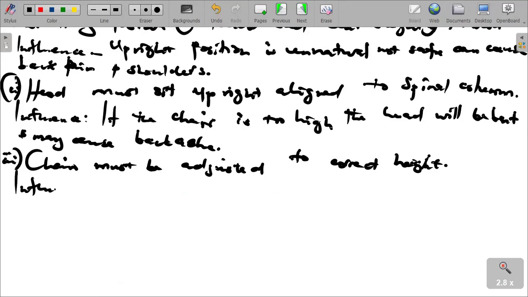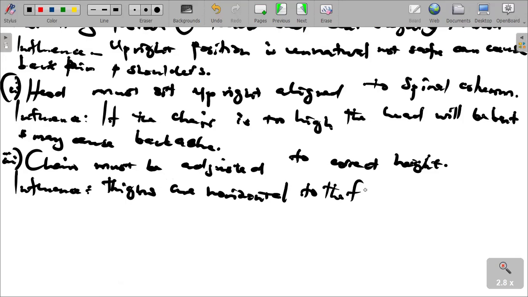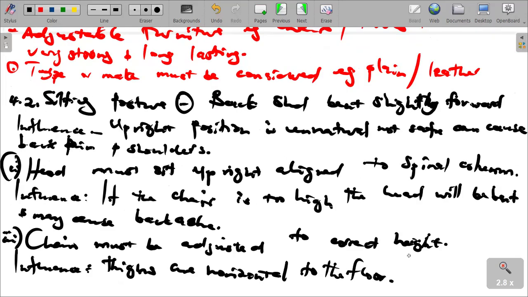Influence: thighs are horizontal to the floor. So we are talking about sitting positions and how they affect the employee. The various sitting positions can affect the employee like that.